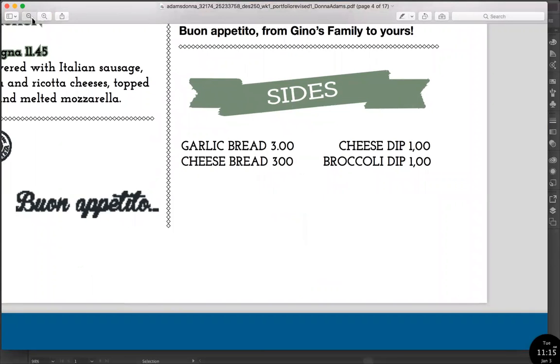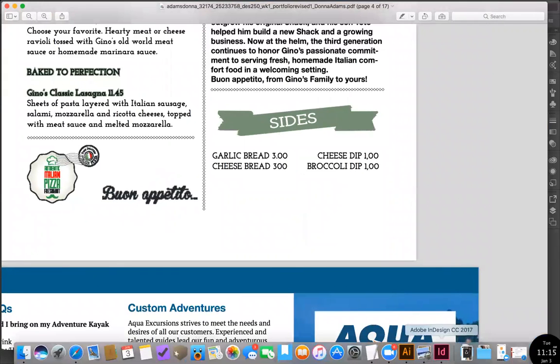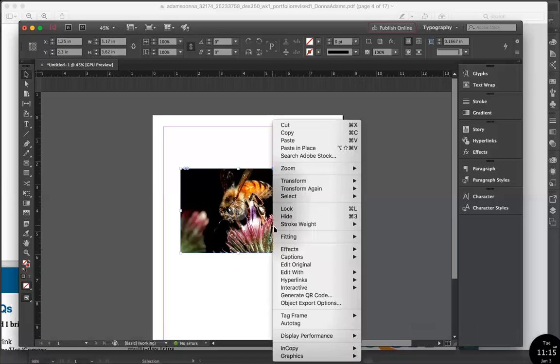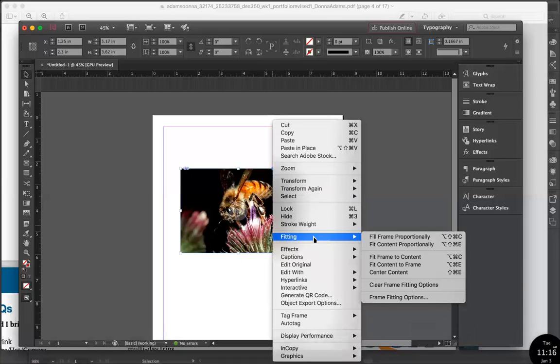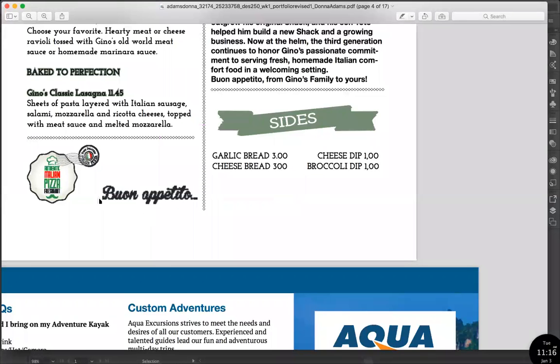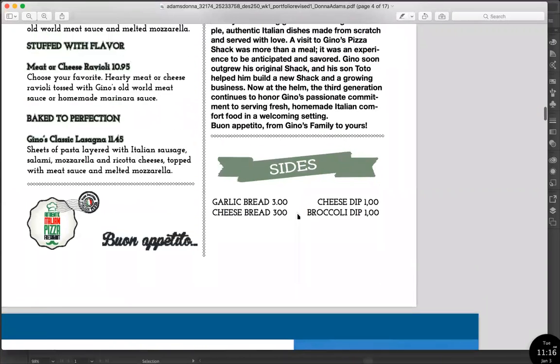So when you're doing your fitting, you've got a couple of options here. You've got fill frame proportionally, which will make sure that the whole frame is full, or you've got fit content proportionally, which will make sure you see all the content. So you're going to want to make sure to fit the content proportionally on this one so it's not cutting off those edges. Okay? Yeah, and high resolution, exactly.